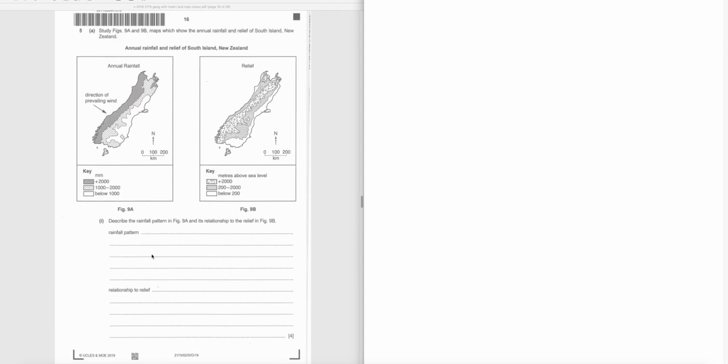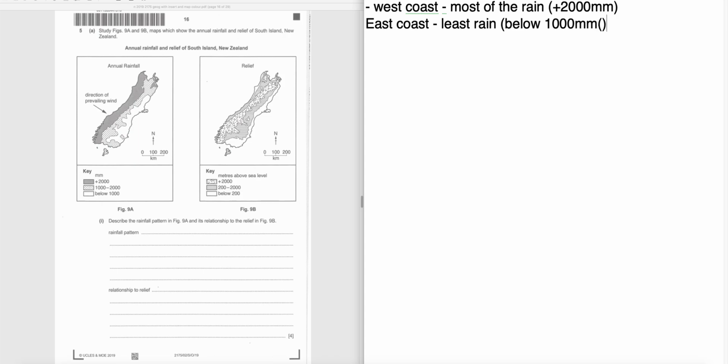Now rainfall pattern, I think most of you are able to say that the west coast has most of the rain, or the part that faces the prevailing wind direction has most of the rain. There'll be 1 mark. So west coast, most of the rain. Remember to quote figures, plus 2000 mm. And then the east coast, that means less rain. Some of you quoted anomalies, that would be best.